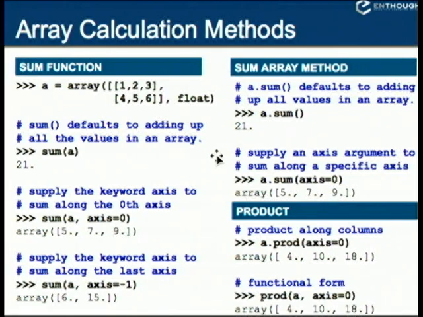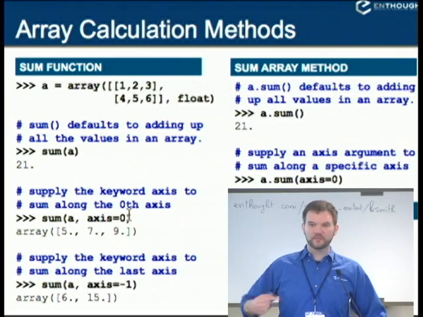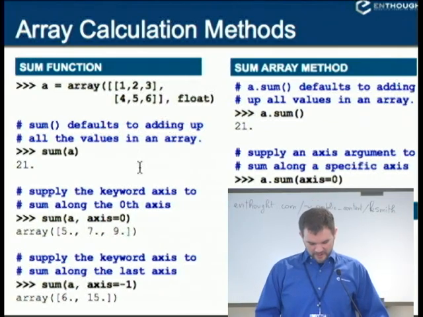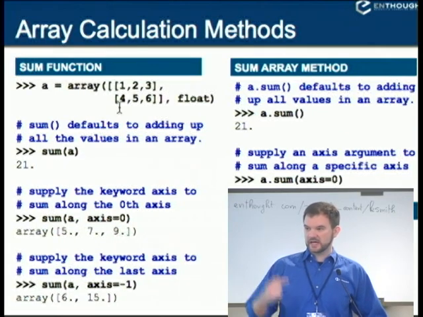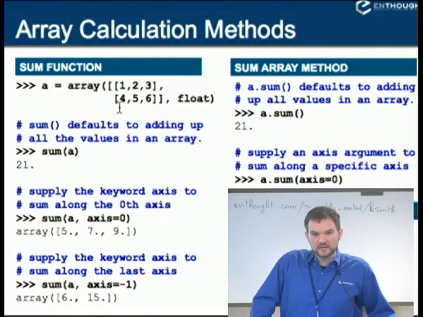You can just use this sum intrinsic, which defaults to summing all the values in an array. You can specify a specific axis to sum over, so you're collapsing along that axis. Here we have a 2 by 3 array. The 0th dimension has extent 2. The 1st dimension has extent 3.